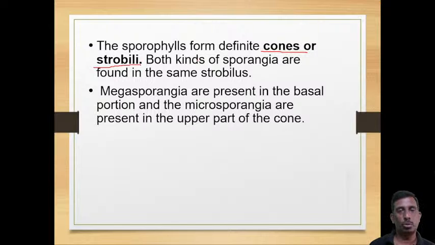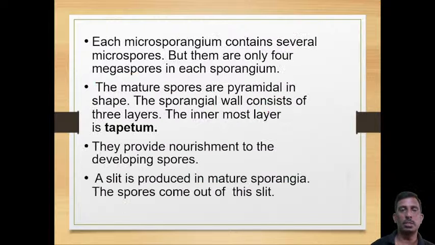The strobilus has two types of sporangia. At the base there are megasporangia and at the top there are microsporangia. Microsporangium gives microspores, megasporangium gives megaspores. Microsporangium will produce microspores, whereas megasporangium will produce megaspores, which are only 4. There are several microspores, but only 4 megaspores.